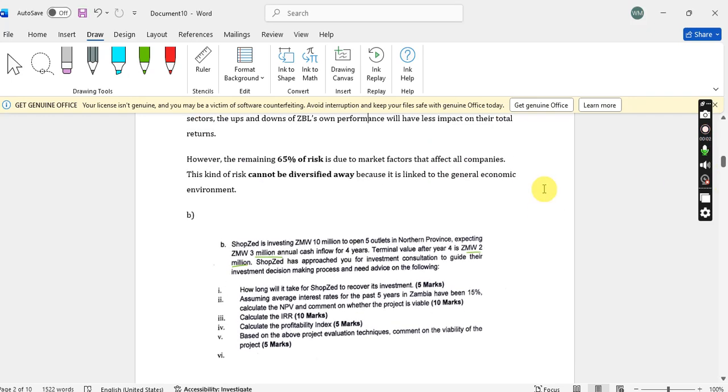Okay, so we're still dealing with this question with shock Z. Alright, we're now dealing with question 2. Assuming the average interest rate for the past 5 years in Zambia has been 15%, calculate the NPV, net present value, and comment on whether the project is viable.